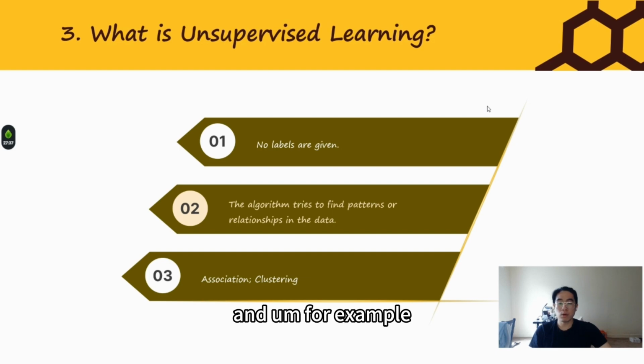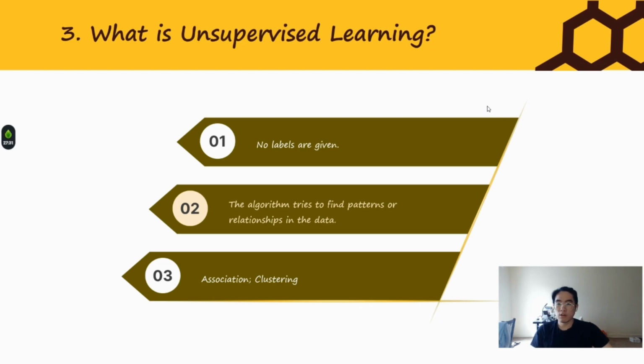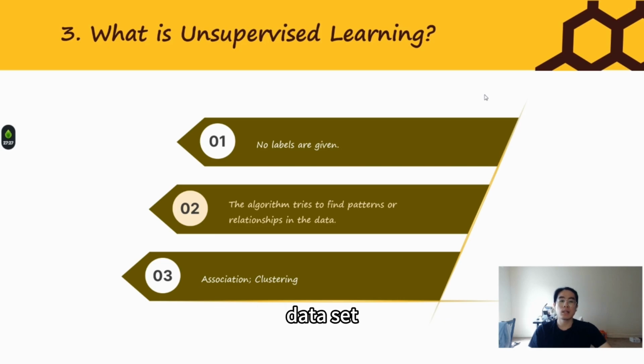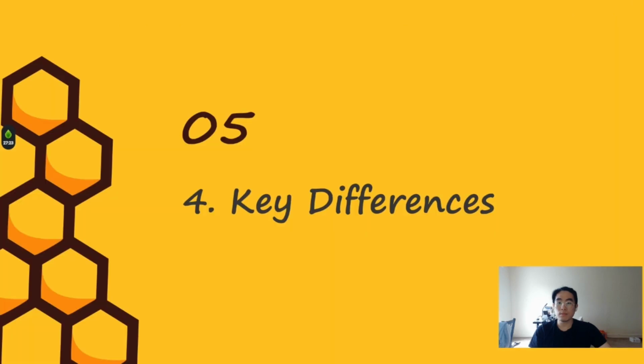For example, clustering, like grouping customers based on buying habits, or association, finding relationships between products in large datasets, like those who buy bread often buy butter.